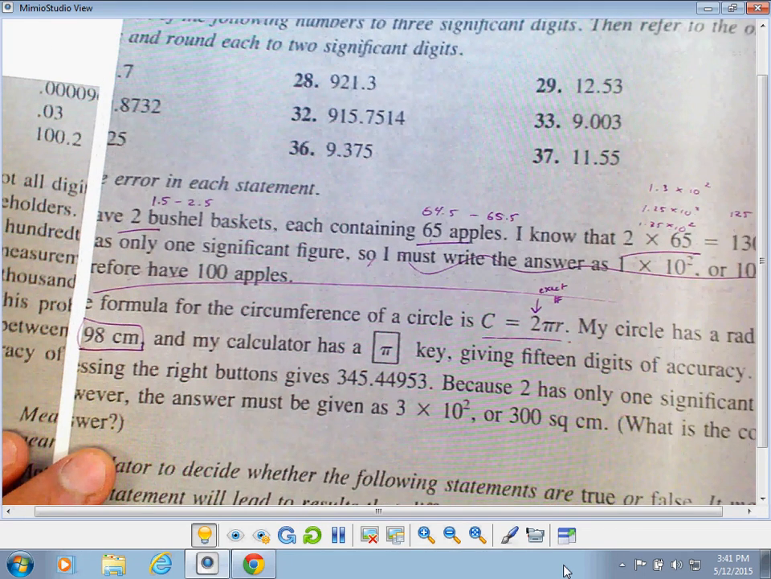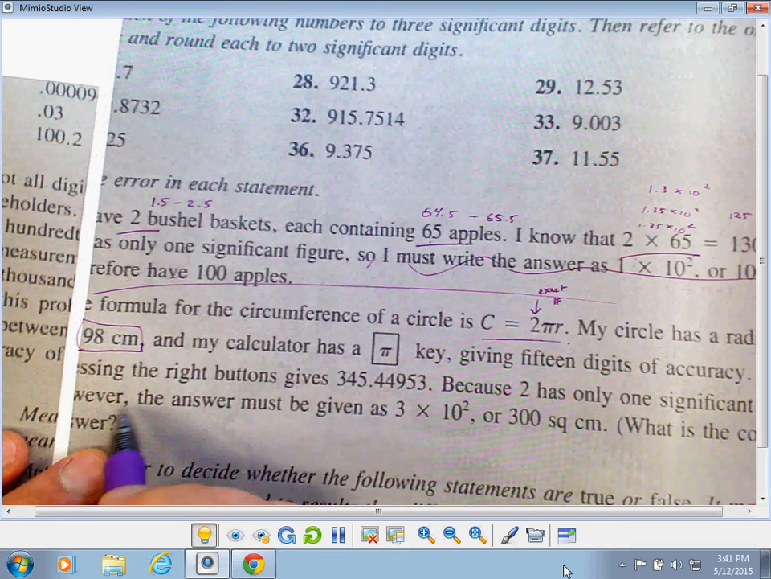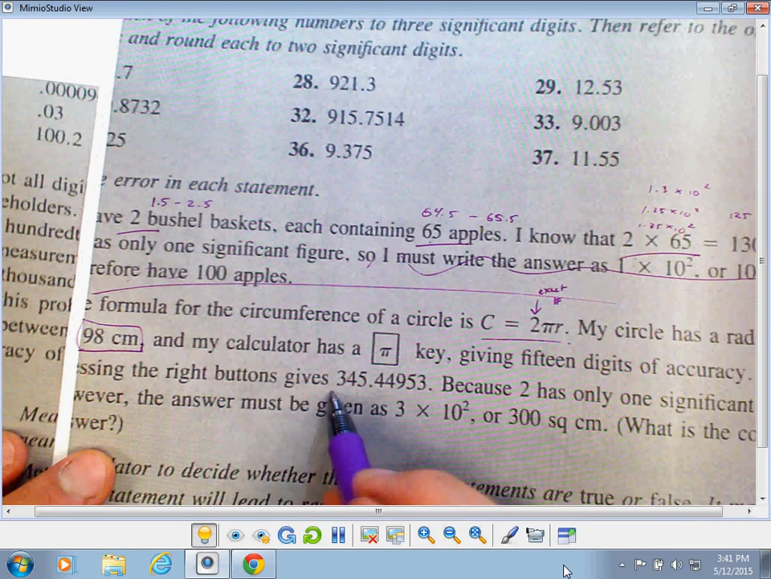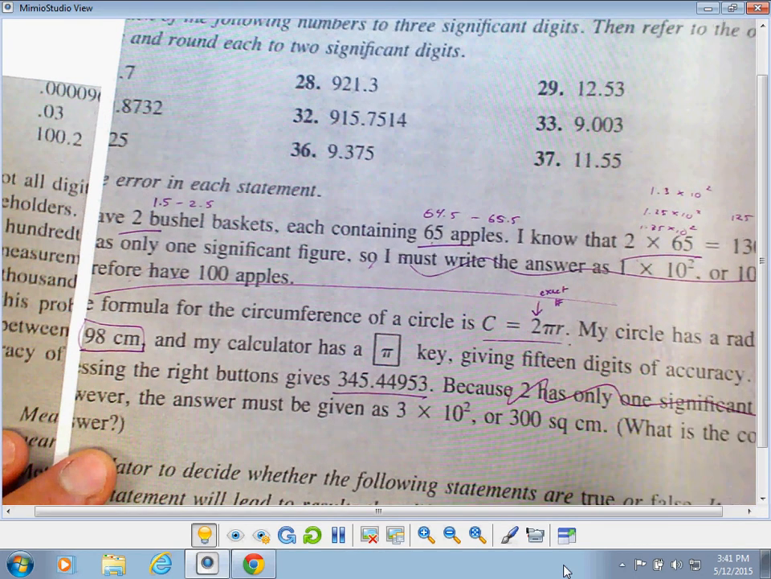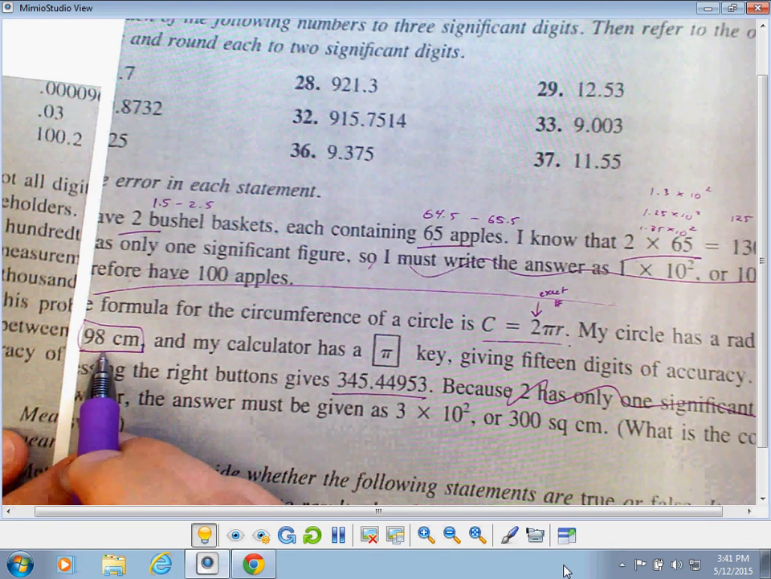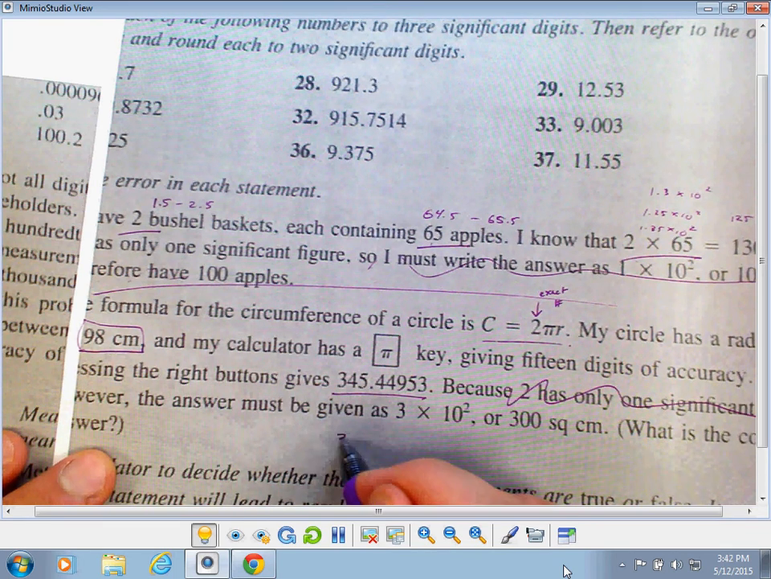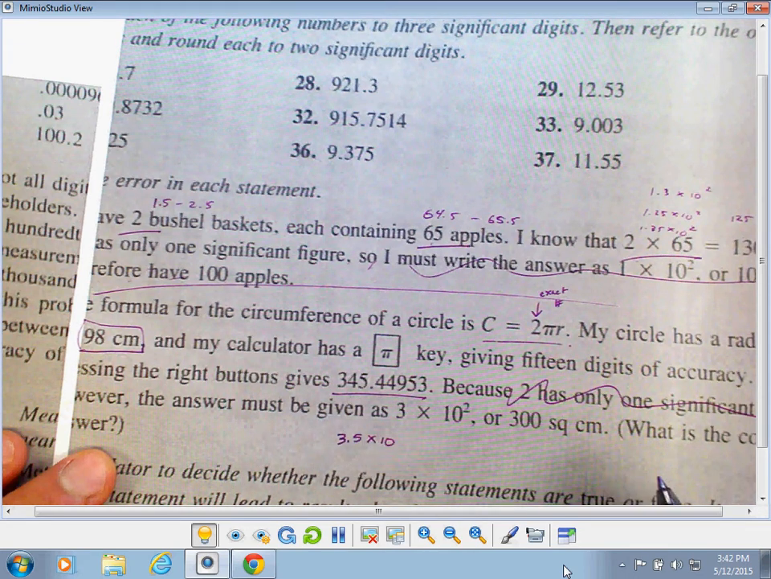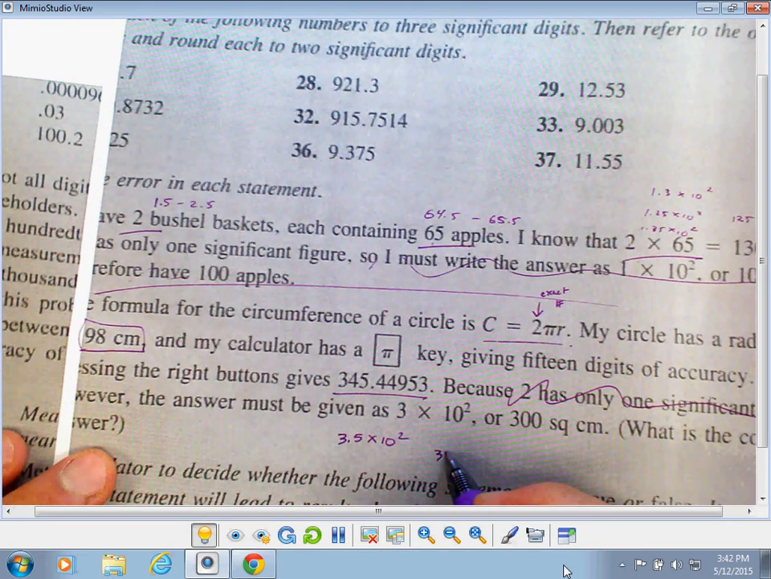So if you use this, I see that you work it out with pi or whatever, and you get this as an answer. Okay, it's not the 2 that matters, right? It's this that matters to 2 significant digits. So you should take this and make it 3.5 times 10 to the second. That's what's wrong with this. Or in other words, 350 square centimeters.